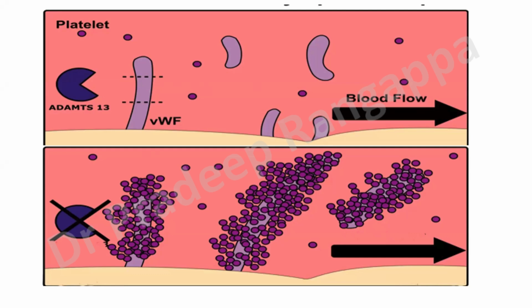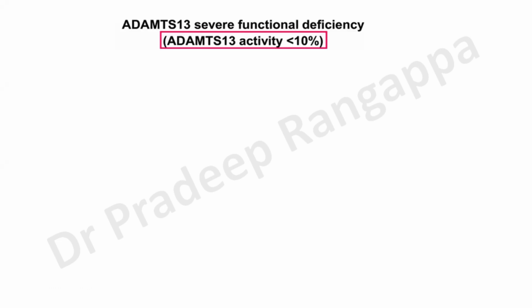The key diagnostic aspect is determining the ADAMTS13 activity. When ADAMTS13 activity is deficient, the deficiency becomes significant when activity is less than 10%.